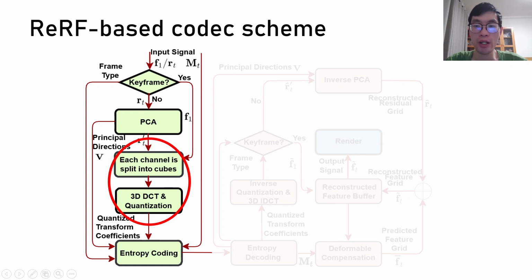And then, each channel of feature grid F_i or the residual grid is divided into cubes of 8 times 8 times 8 voxels, and each cube is separately transformed by using a 3D DCT. After that, the transformed coefficients are quantized using a matrix. Quantized transformed coefficients are entropy coded and transmitted together with other information such as motion field M_t and frame type.